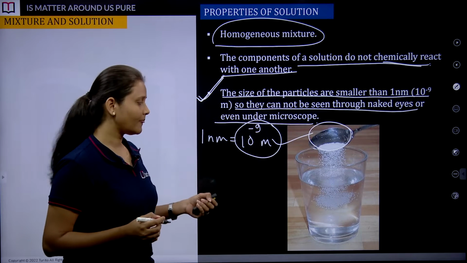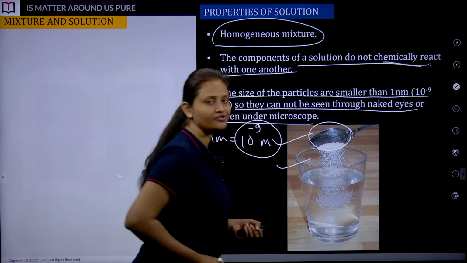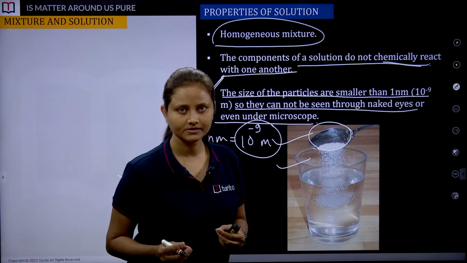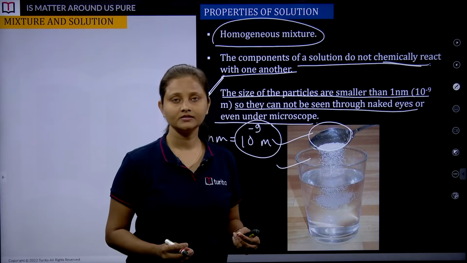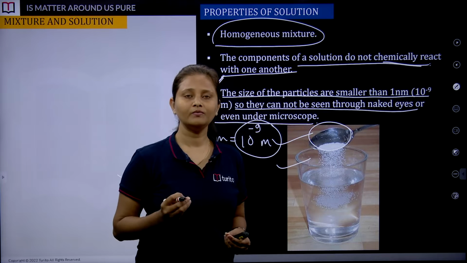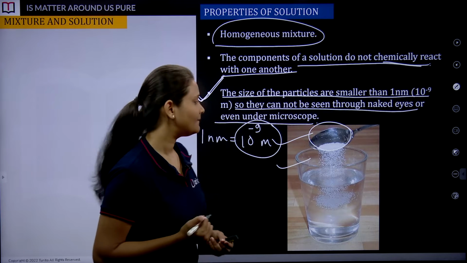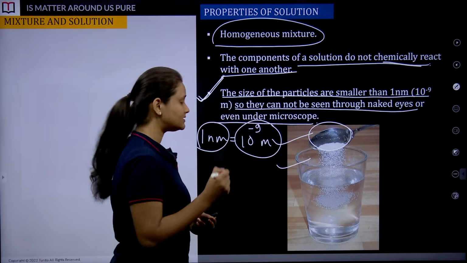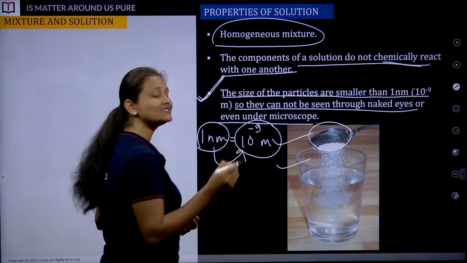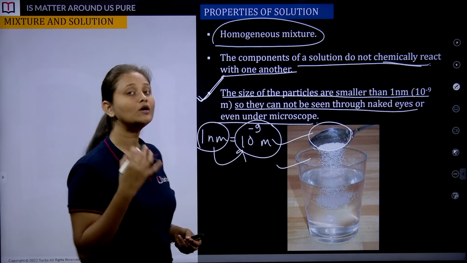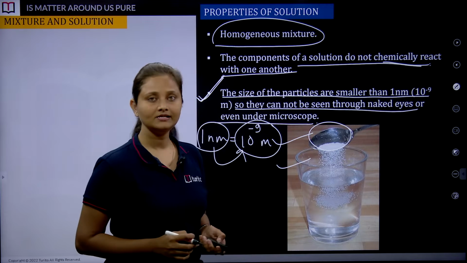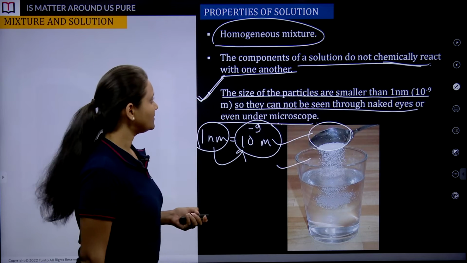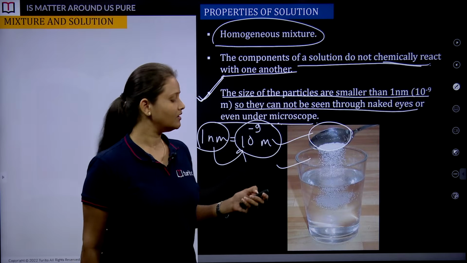Students, imagine a sugar solution, imagine a salt solution. Are we able to see sugar crystals or salt particles? No, because they are very minute, because they are very small. How small? They are less than 1 nanometer. 1 nanometer is equal to 10 raised to minus 9 meter. We cannot see them through our naked eyes or even under a microscope. So these are some properties we have learned about the true solution.